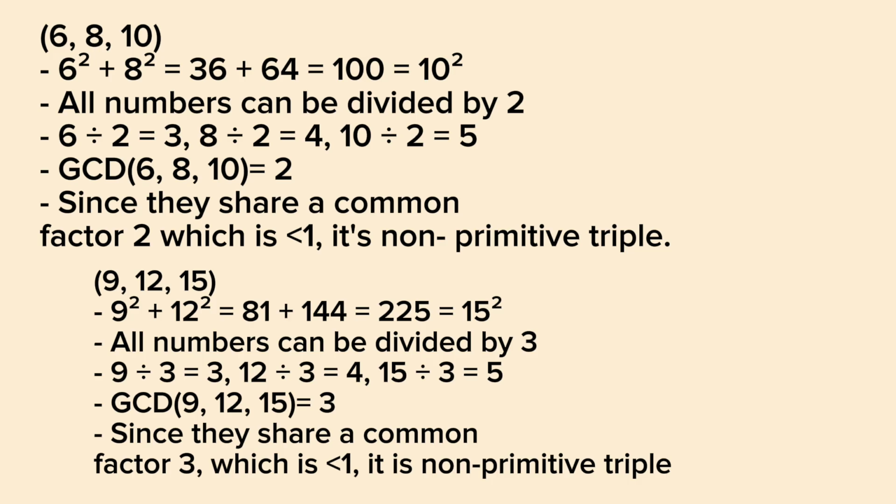9 divided by 3, 12 divided by 3, and 15 divided by 3. All three numbers divided by the same number give another whole number. Our GCD is 3. Since they share a common factor 3, which is greater than 1, it is a non-primitive triple.